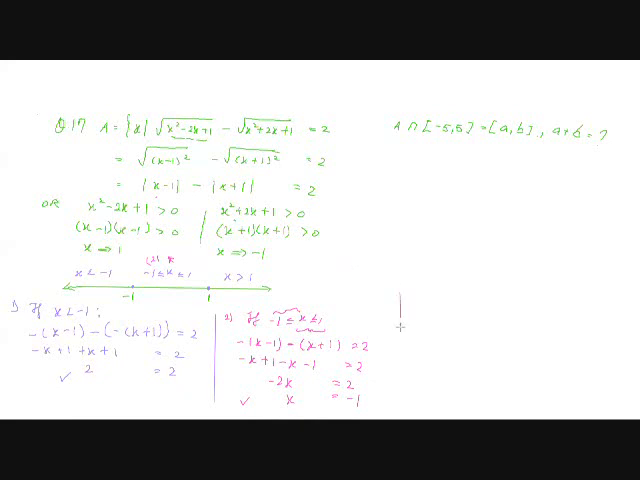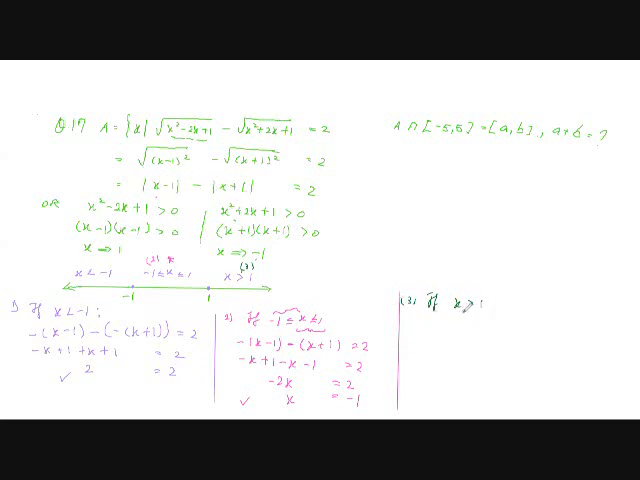Now come to the third case. This is case 3. If x is greater than 1, so when we take the absolute value, they have to be all plus, correct? So both of them become plus in this case, right?